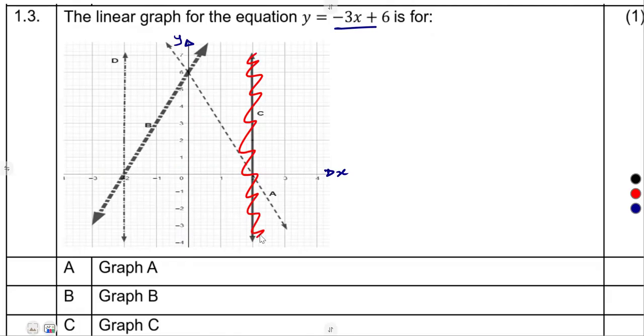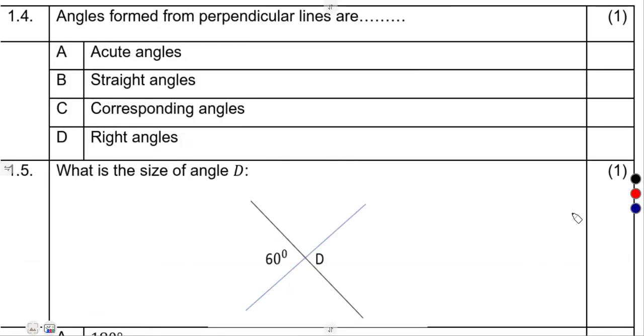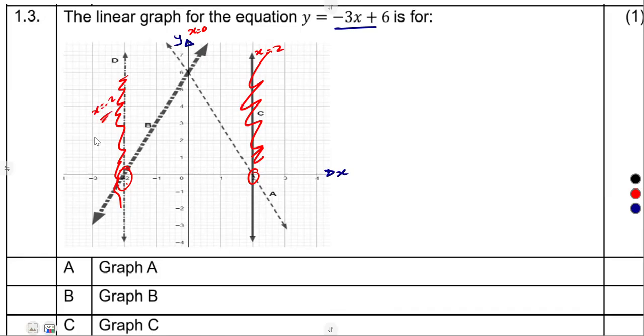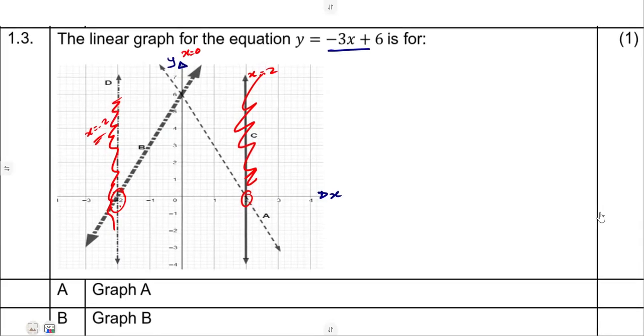The graph of C is actually out because we do understand that for this vertical line that we are seeing, its equation, just like the y-axis, is x equal to 0. Here, where it crosses the x-axis, we can see that x is what? x is 2. So this is the graph of x is equal to 2. So it's totally out, the graph of C. Same as the graph of D, here x is minus 2. So this graph is for x is equal to minus 2. So we are left with these two graphs, this one of A and this one of B.